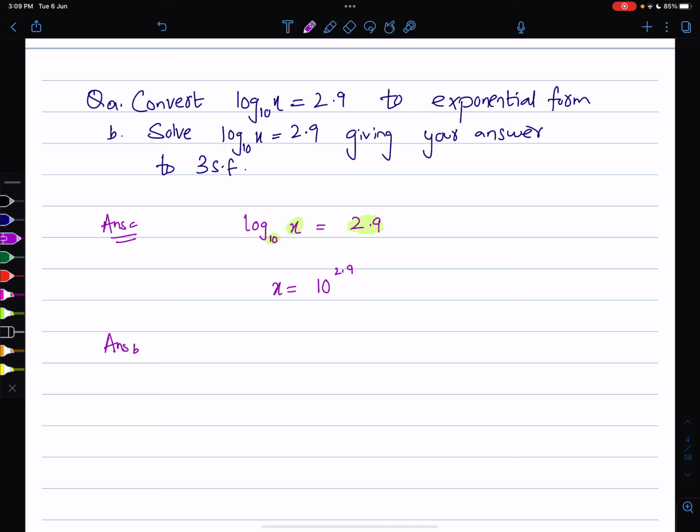Now in the second part, we need to solve this equation. So we can use the result from the first part, that is x is equal to 10 to the power of 2.9, and we can use our calculator to evaluate the final result. 10 to the power of 2.9 is roughly around 794.